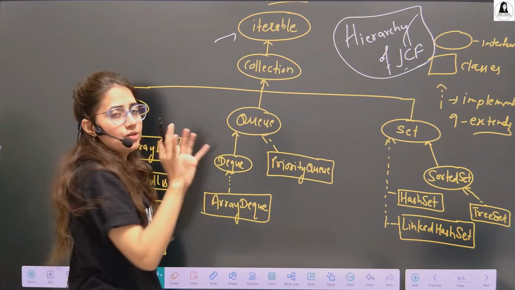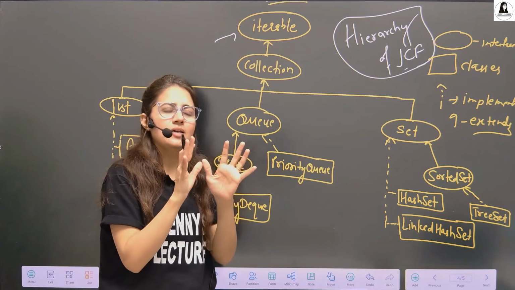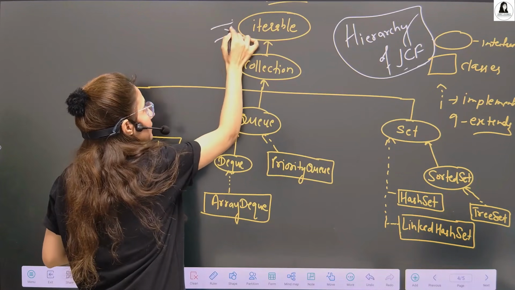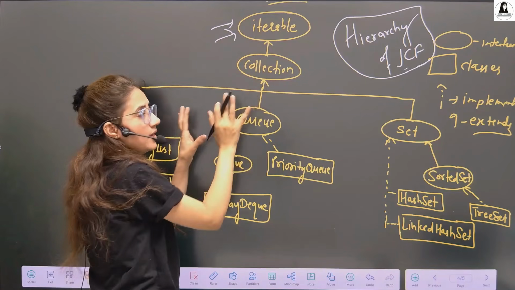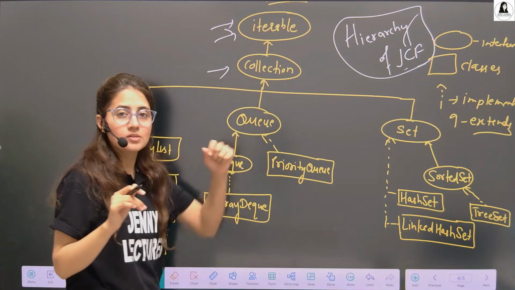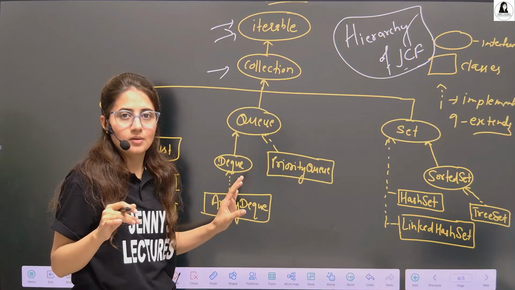So first is the Iterable interface. That's not that tough. It has only one method, iterator, but we'll see more about this later. The main thing in the Java collection framework is Collection. This is an interface, the main root of all these classes and interfaces.